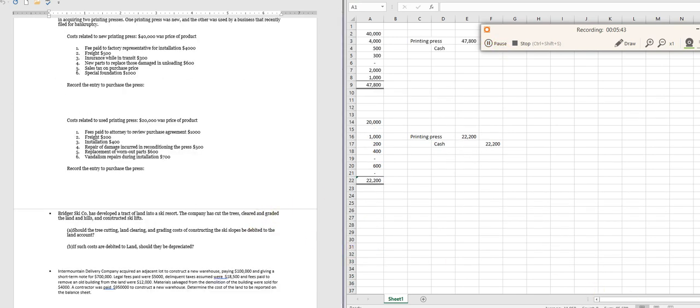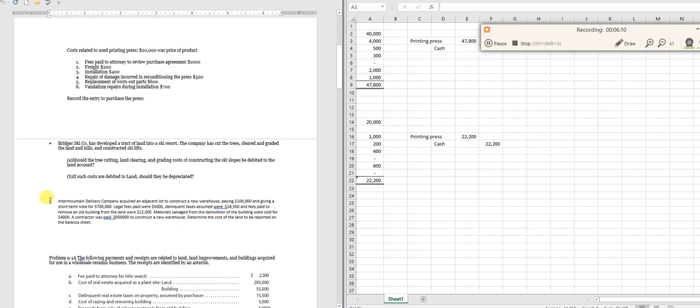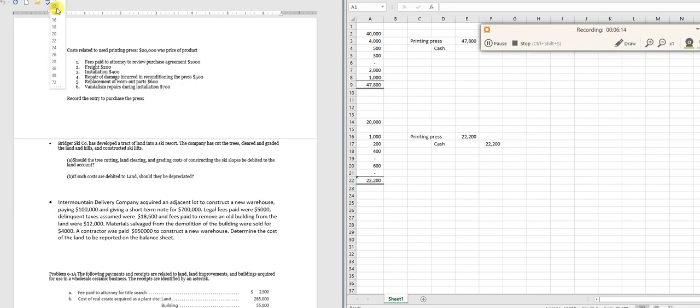Okay, this one, I have Bridger Ski Company had developed a tract of land as a ski resort. They've cut the trees, cleared, graded the land hills. Should the tree cutting, clearing, grading costs be debited to the land account? Yes, because it is part of the cost to get the land ready for its intended use. And should the cost debited to land be depreciated? The answer is no, land is not depreciated. But if it was a depreciable asset, then it would indeed be depreciated.